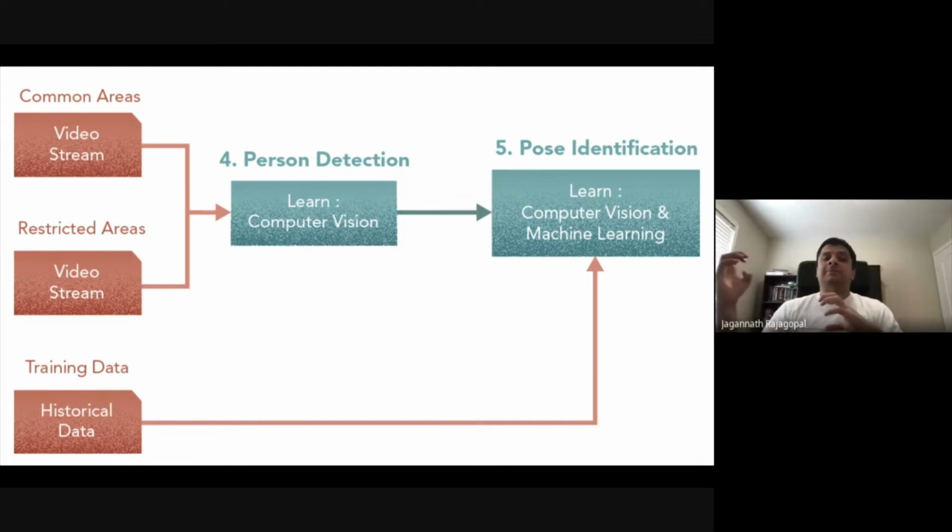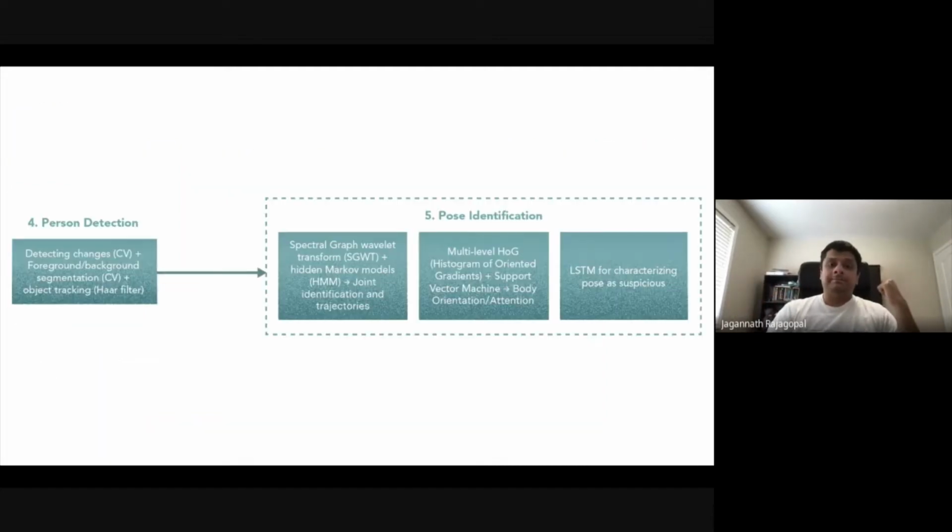Okay, so these 3 steps, which is detecting the joint, estimating the skeleton, and characterizing the pose, the idea is to use stick figures to do those steps. How does that work? Okay, detecting joints. We're going to use a combination of the spectral graph wavelet transform and a hidden Markov model to identify joints. We're going to use a multi-level HOG or histogram of oriented gradients and a support vector machine to recognize the skeleton. And then finally, we're going to use an LSTM to characterize the pose.